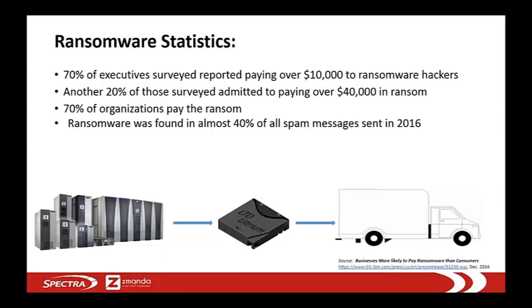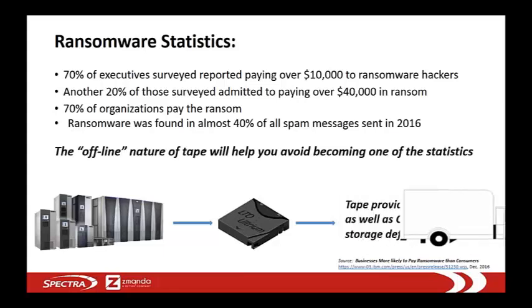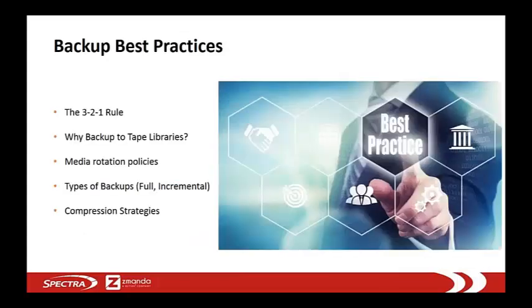Ransomware is found in almost 40% of the spam messages sent in 2016. If you think that you're immune to it, this should show you that you're not. Everybody is on the hook for ransomware. And there's really a safe way to do it, and that's by having an offline copy. The nature of tape really helps you avoid becoming a statistic. Tape provides the off-site as well as offline storage that you need to protect your data, because when it's offline, it can't be encrypted.